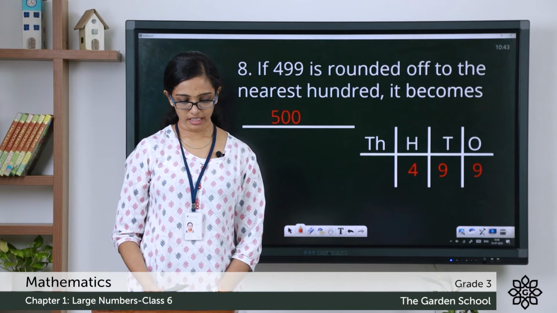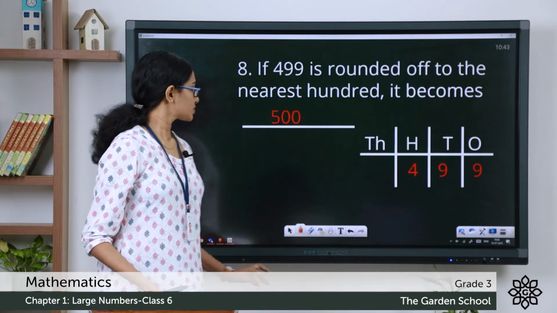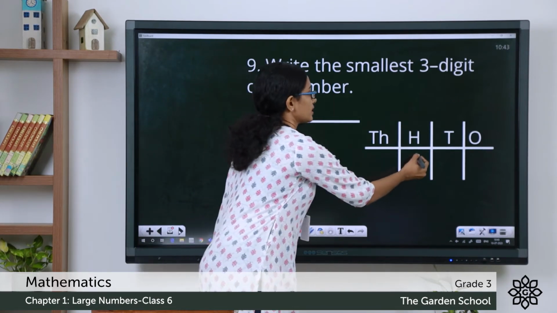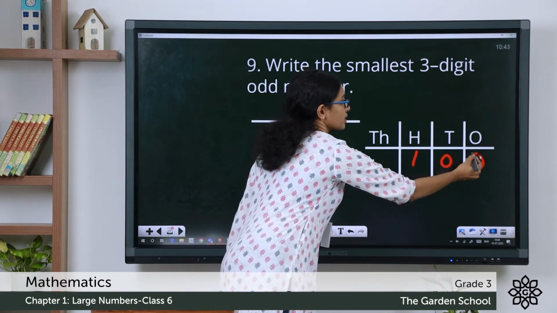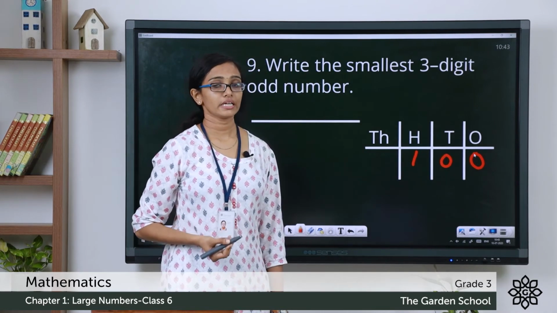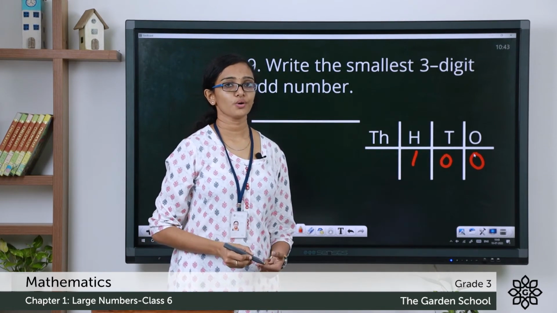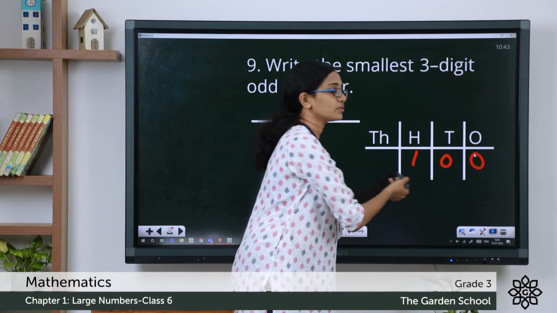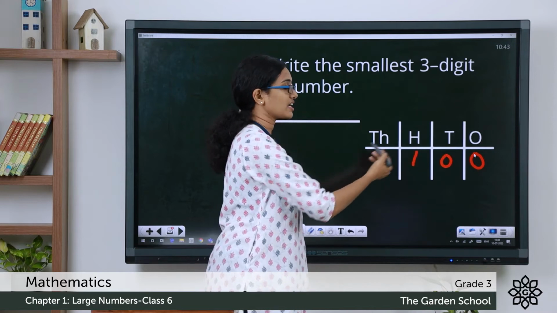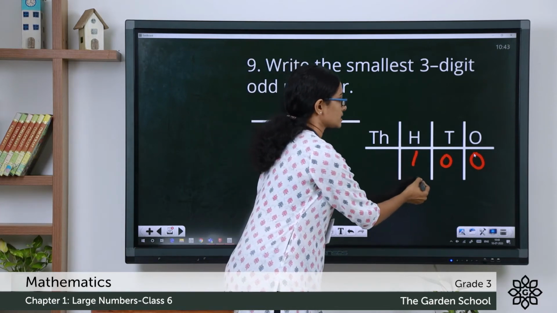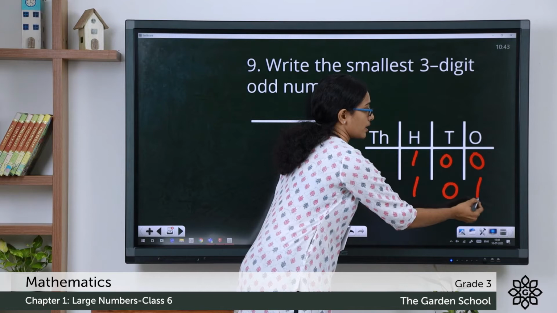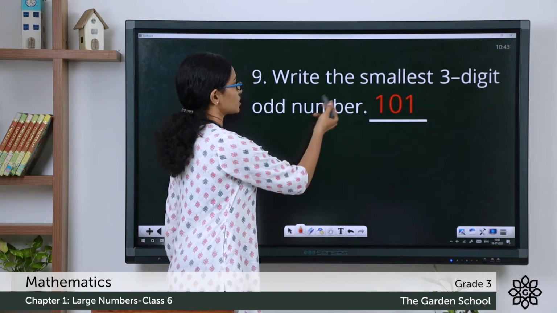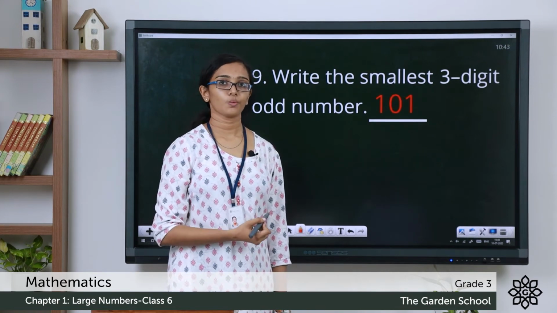Write the smallest 3-digit odd number. So which is the smallest 3-digit number? We know it's 100. Is 100 odd or even? Even numbers end in 0, 2, 4, 6 or 8. 100 ends in 0, which is even. So 100 is an even number. What is the next number? It is 101. It ends in 1, which is an odd digit. So the smallest 3-digit odd number is 101.